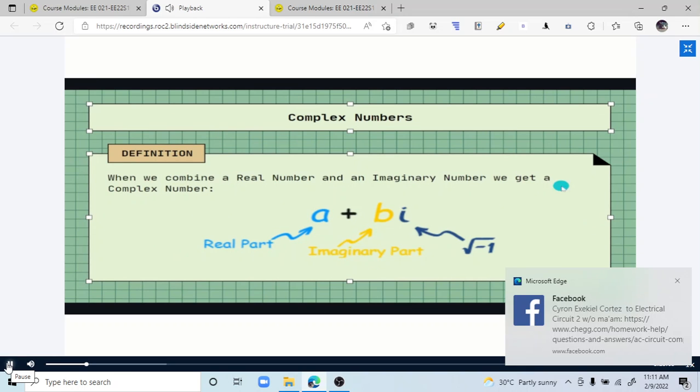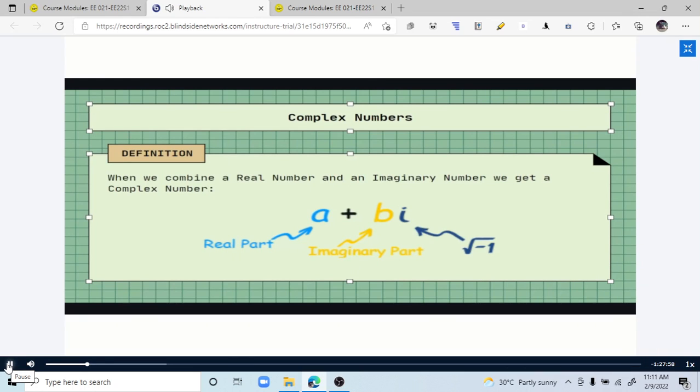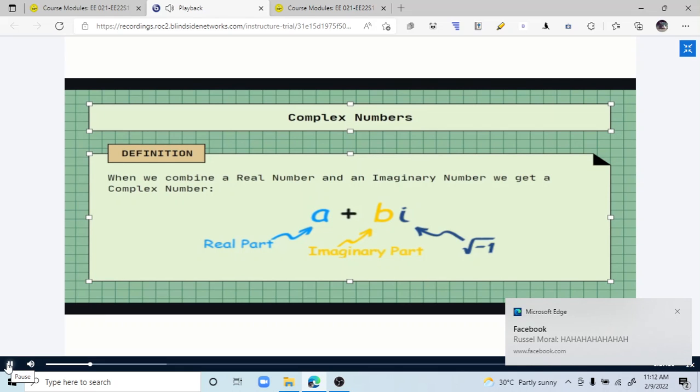Okay, so for the complex numbers, what is the definition of complex numbers? When we combine a real number and an imaginary number, we get what we call a rectangular complex number. This is a type of complex number that is named rectangular. So, a plus bi, wherein a is the real part and bi is the imaginary part.